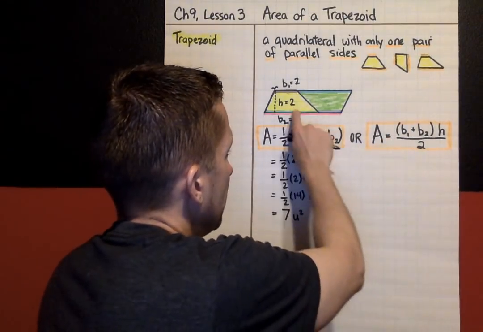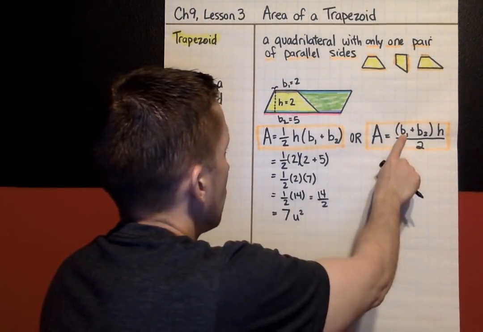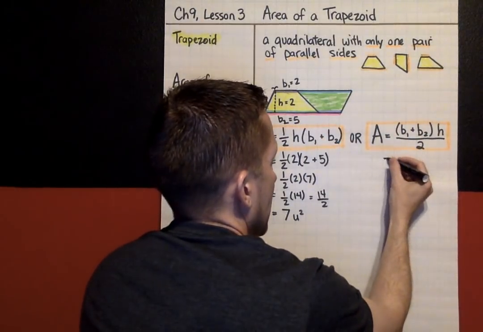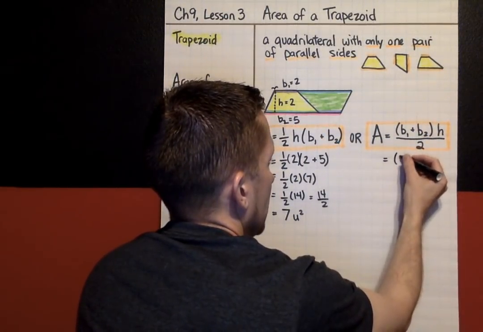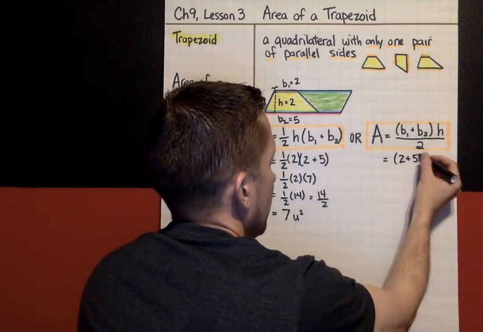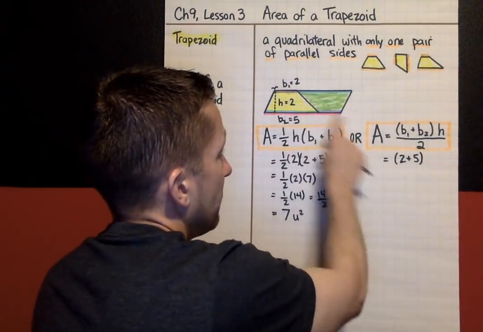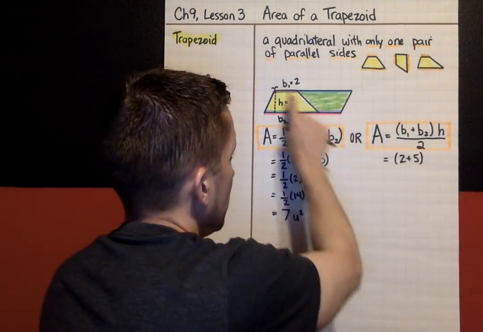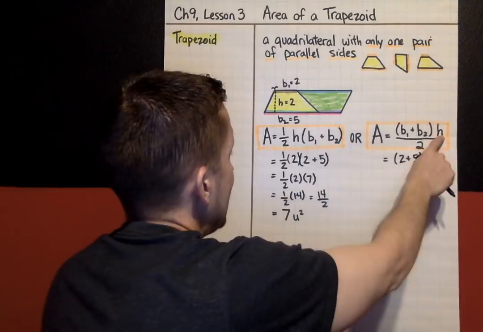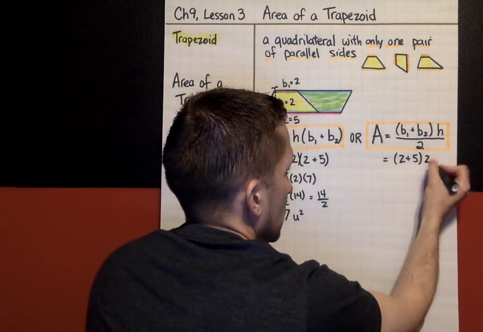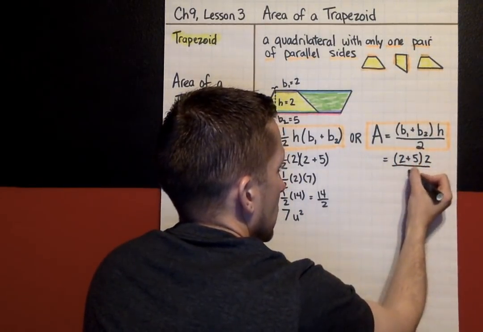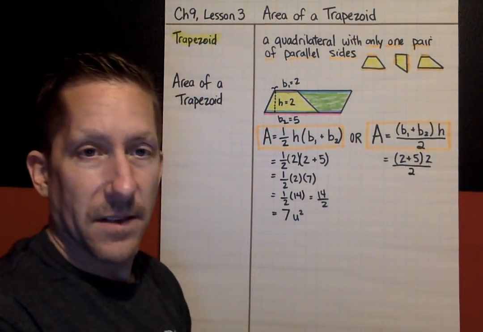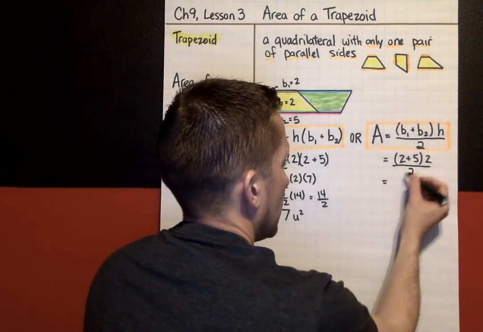Okay, let's plug the same numbers into this. Base number 1 is 2, base number 2 is 5. So my next line on this would look like this. 2 plus 5. All I'm doing is looking at my figure and substituting the base 1 and base 2 numbers. That's 2 and 5. The height is 2. Inside the parentheses, we do that first. This is 7.